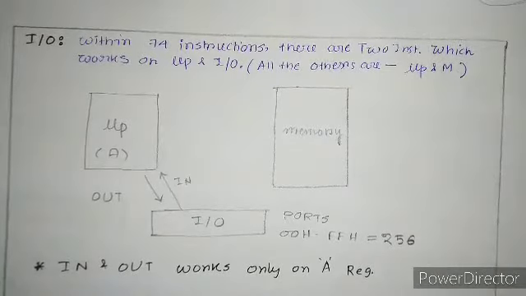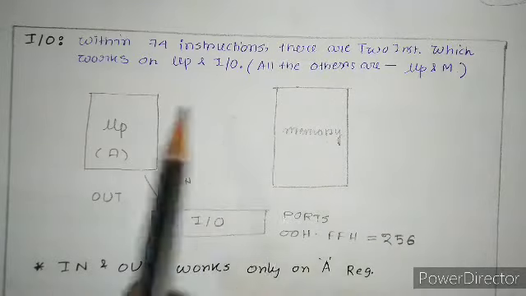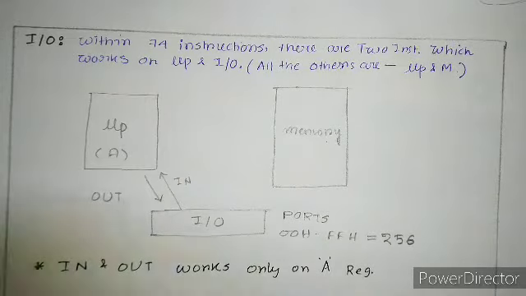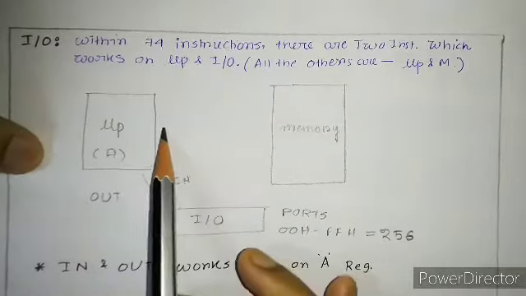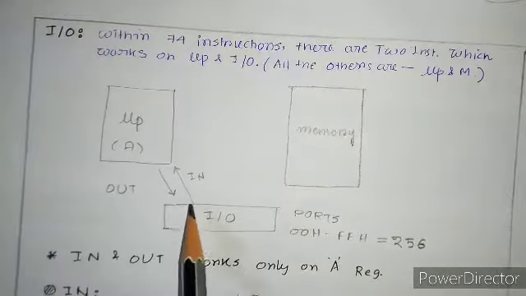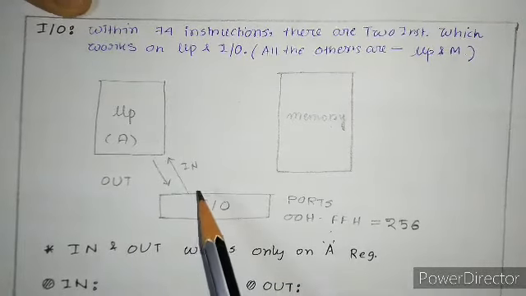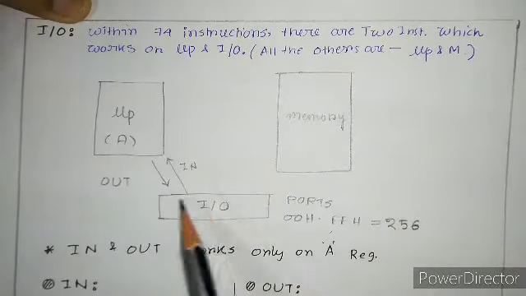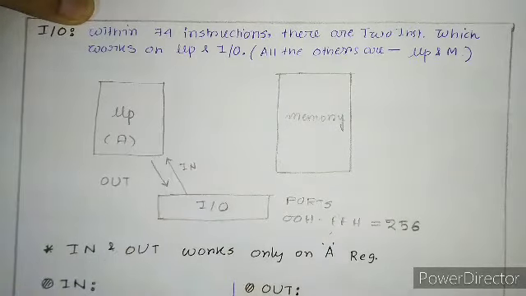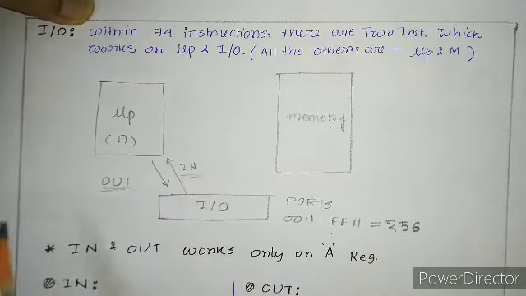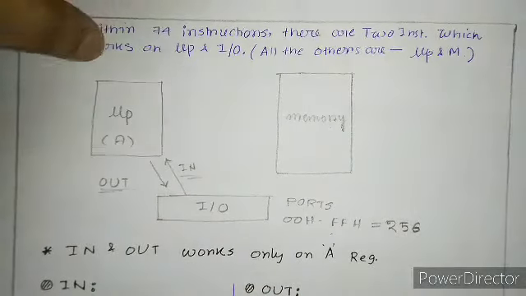So this was stack. The second is IO. We know that this is the diagram: MUP, memory, and IO. We know that the operations that get performed are MUP to memory, MUP to IO. There are 74 instructions in MUP, and only 2 of them are where MUP and the IO devices need to get programmed. The 2 instructions are IN and OUT. So how does this work?